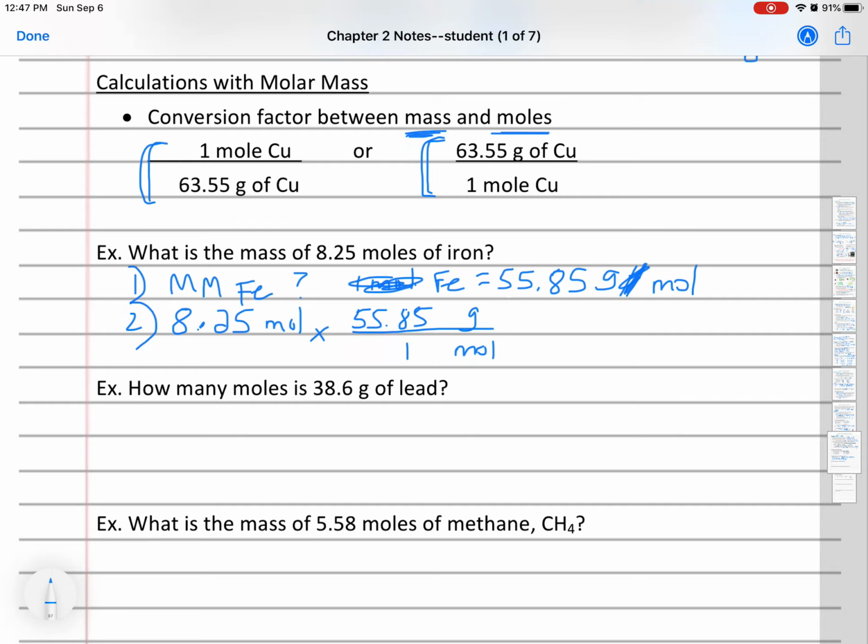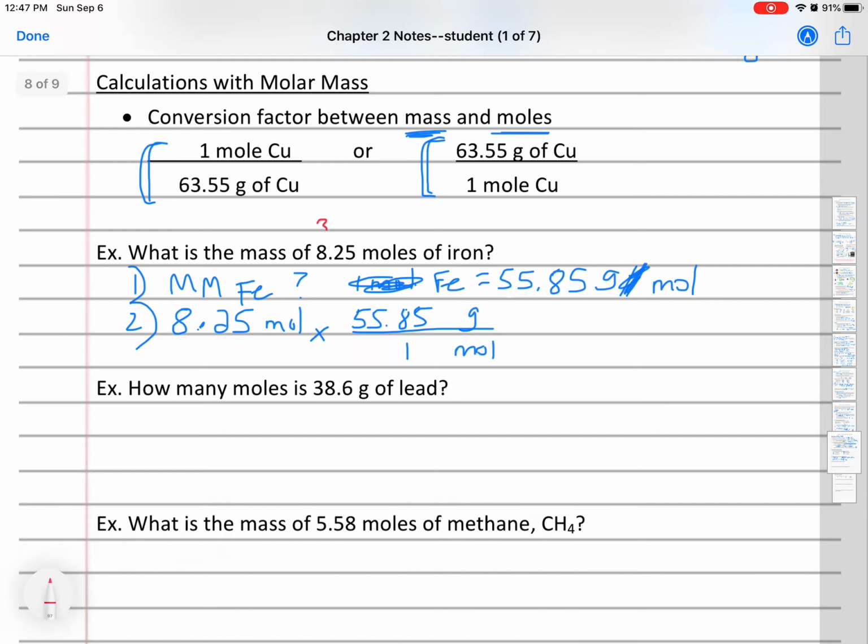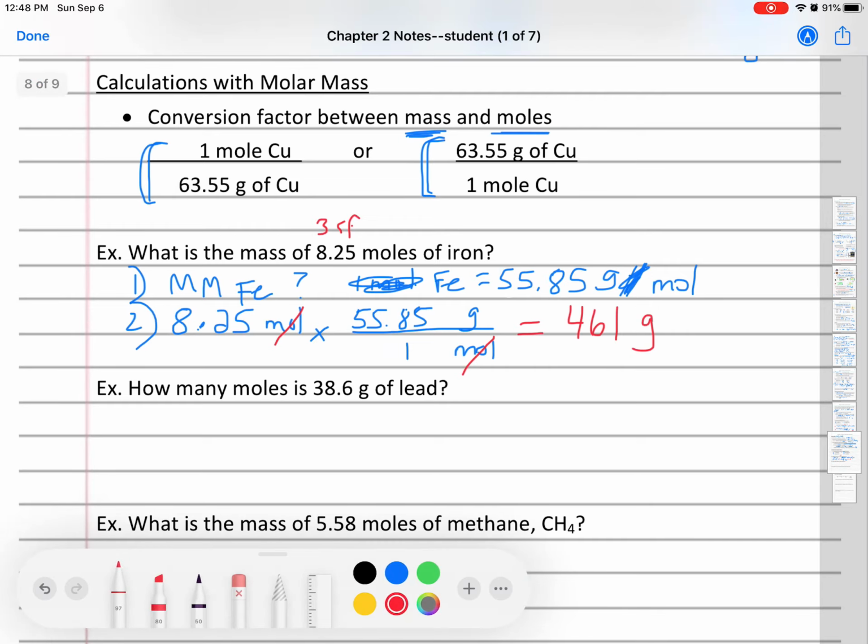We assume the number that we get from the periodic table is significant. We'll always use a periodic table that has numbers that are significant out to 4 or 5 significant figures. In this case, our given number has only 3 sig figs, so that is determining the sig figs of our answer. So our answer here, 8.25 times 55.85, is 461. That's 3 significant figures. Grams, a number and a unit, right? Our moles canceled out, which left us with grams.